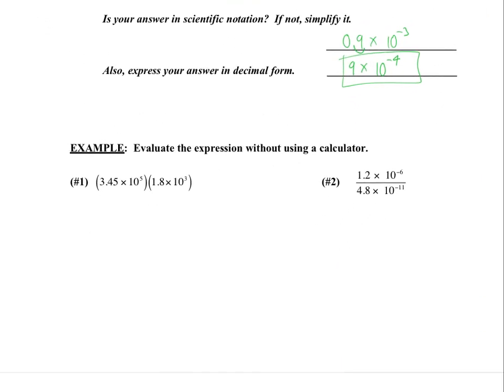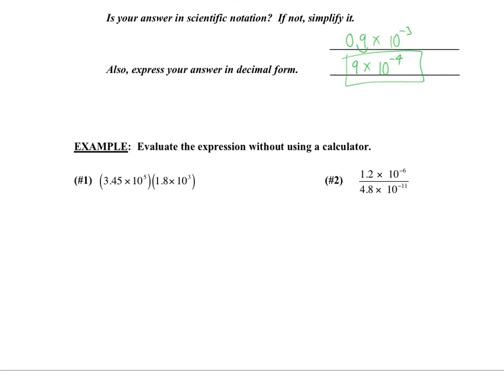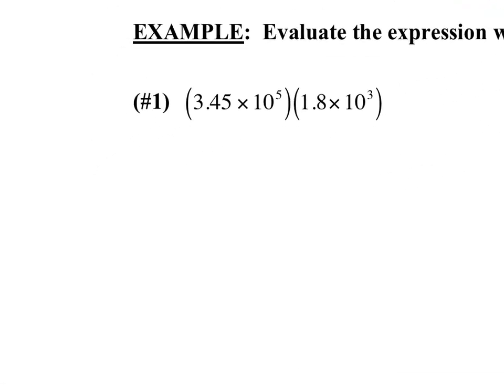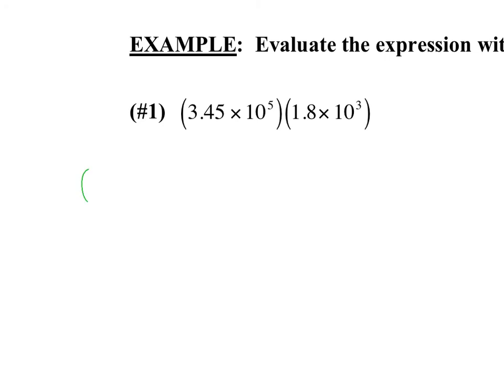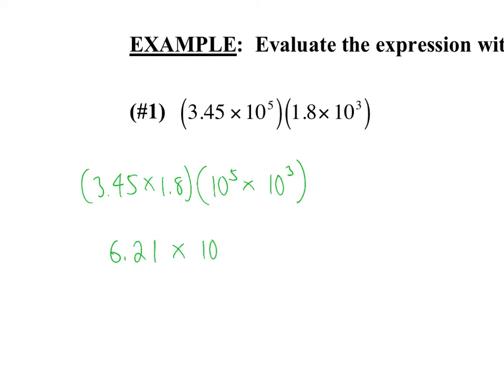All right, we have 2 last examples to try on our own. Why don't you guys see how you do, and then we'll go over them in a second. Okay, we're multiplying here. We have 3.45 times 1.8. Let's multiply those first. And then we have 10 to the 5th times 10 to the 3rd. So 3.45 times 1.8 is 6.21. And then we're doing 10 to the 5th times 10 to the 3rd. We're going to add the exponents. We get 10 to the 8th.